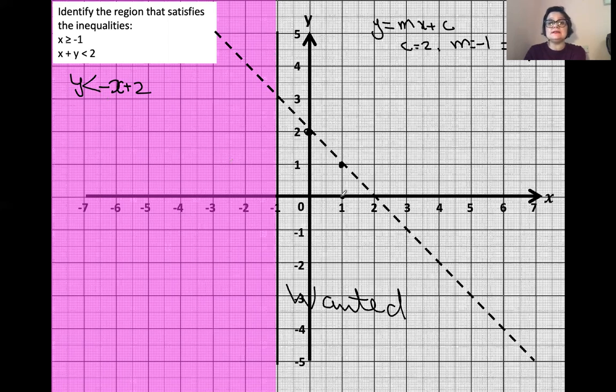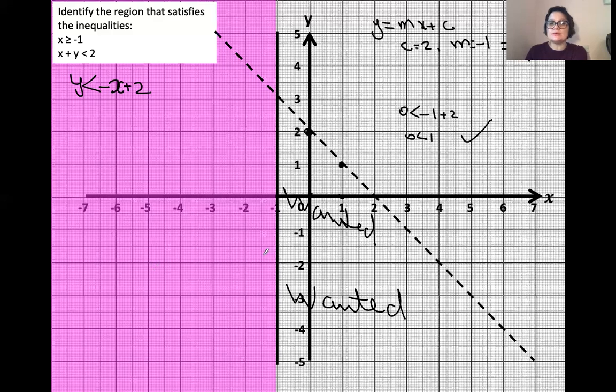Let's do a little investigation and see if this point satisfies the inequality. So let's substitute: 0 smaller than -1 plus 2. That is 0 smaller than 1, so of course 0 is smaller than 1. That means all this area below the dotted line is going to be the wanted area. We can still write "wanted area" for this inequality, this part as well.